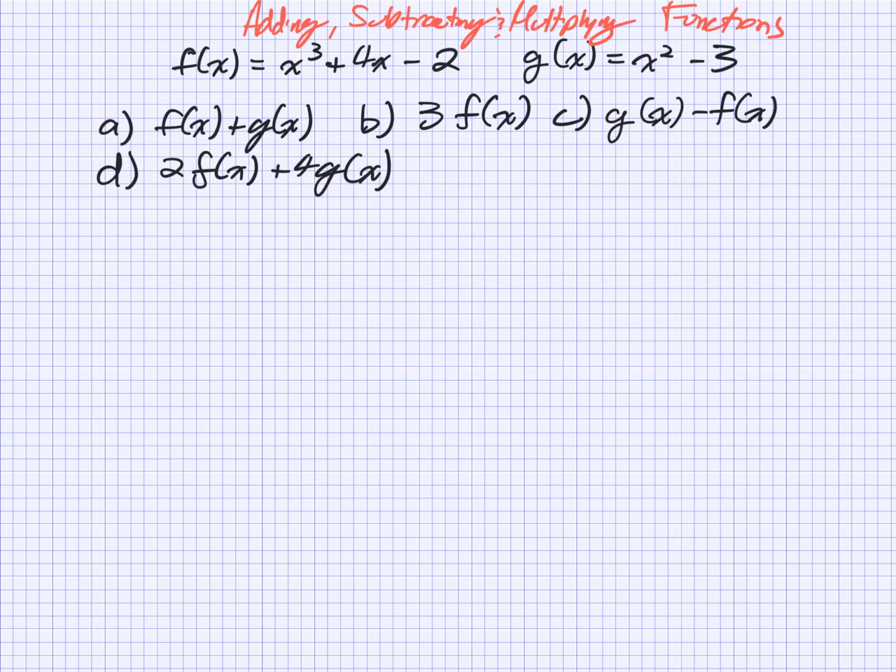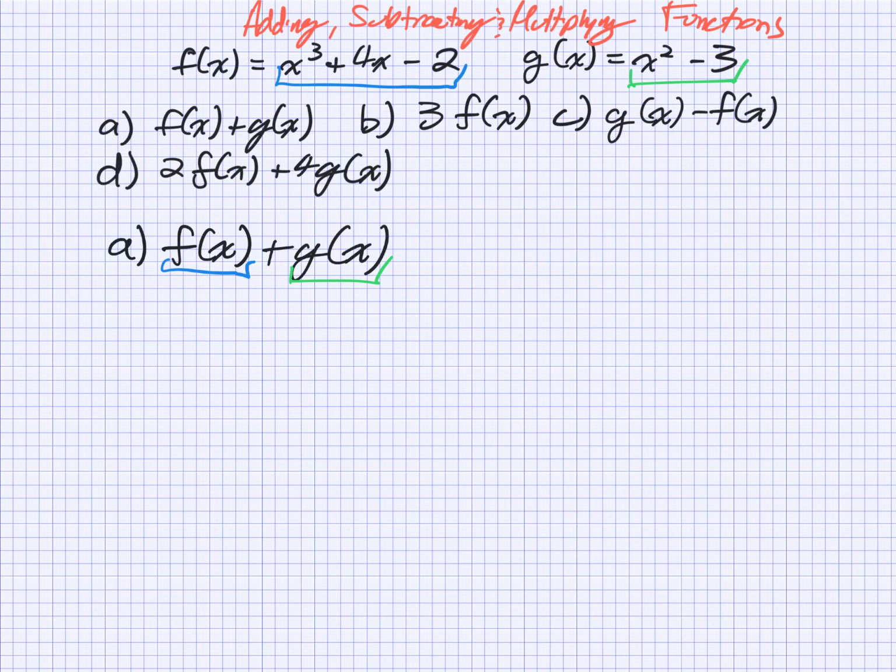So let's go back to them. I'm going to start with A. A is telling us take f of x and add it to the function g of x. Okay, what does that mean? Well, f of x is equal to this part here, and g of x is equal to this equation here. So we're going to replace those symbols with the equations that we have, and we'll set them up in sets of brackets. So I'll have equals, in a set of brackets, x cubed plus 4x minus 2, plus, and g of x happens to be x squared minus 3.